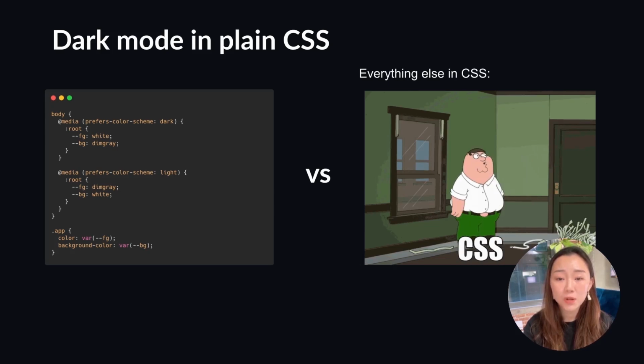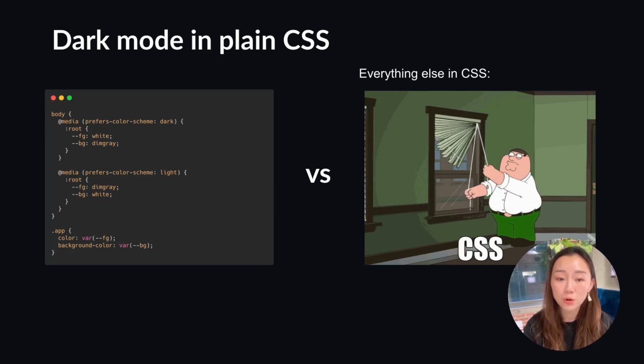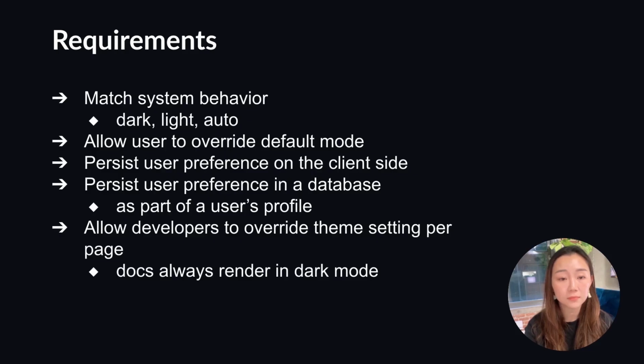But what happens when you have slightly different requirements, and say you want a little more control over the state machine that controls the theming? So let's expand a little on our requirements. What do we really want? We want to make default behavior match system behavior. We want to allow the user to override the default theme. We want to be able to persist user preference on both the client and the server side. And we want to be flexible enough to override the theme setting on a per page basis.